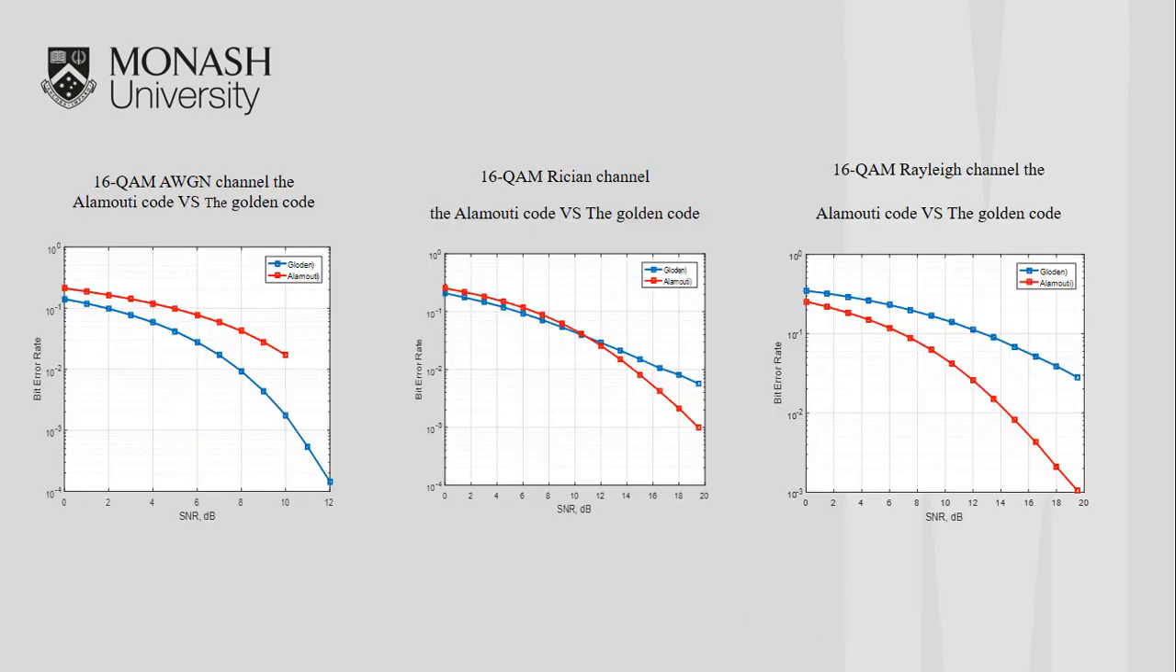So then I compare the error performance for the system with Alamouti code and the golden code in these 3 different channels. As the result based on my MATLAB code, you can see these 3 figures. The golden code has a better performance in the additive white Gaussian noise channel, but not in other channels.